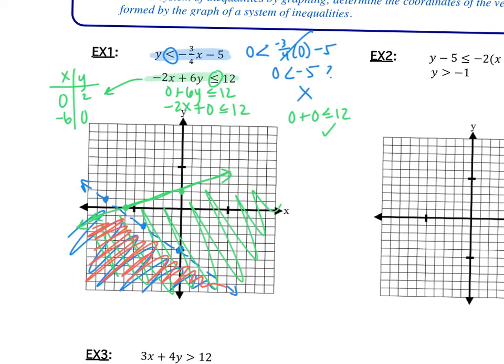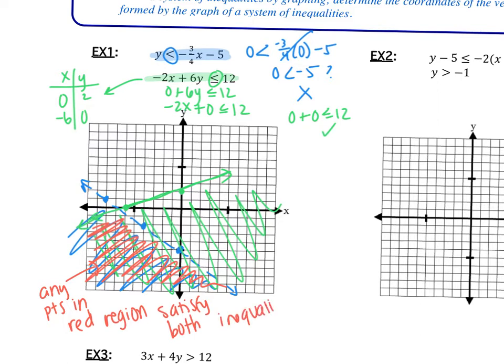Now, what does that mean? What those red points mean are any points in that red region are going to satisfy both inequalities. So any points in the red region will satisfy both of these inequalities at the same time. If I pick a point over here, it'll satisfy the green inequality but not the blue one. If I pick a point over here, it'll satisfy the blue but not the green. The red area satisfies both inequalities at the same time.